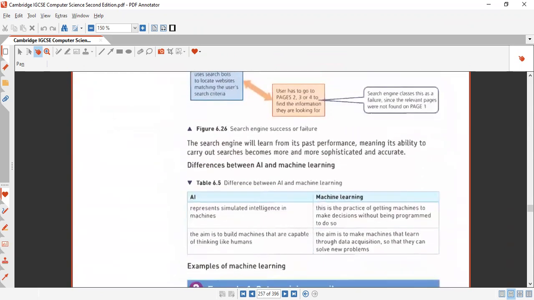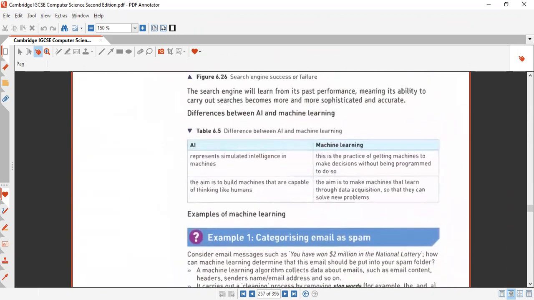Okay, now there is a minor difference between AI and machine learning. That minor difference is provided over here. Just go through this as well.